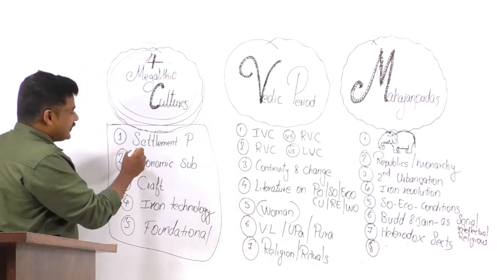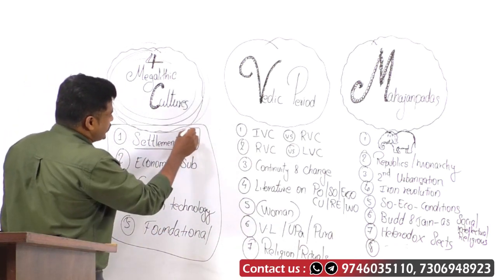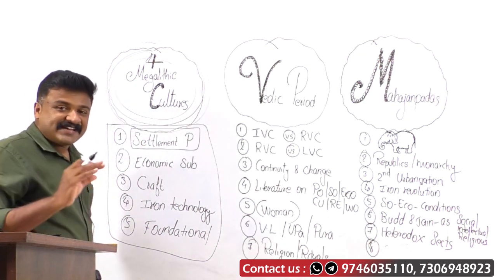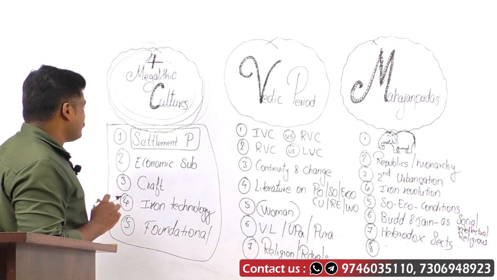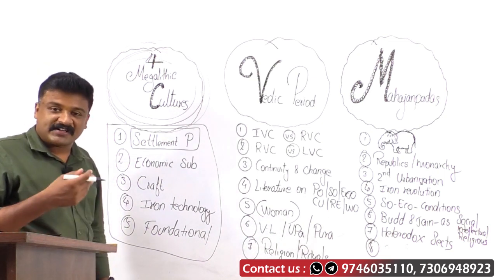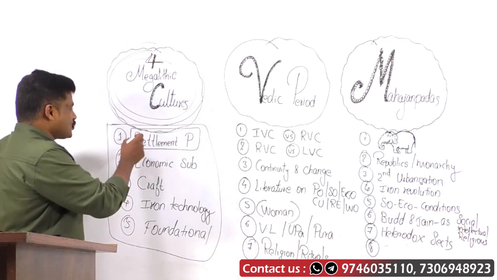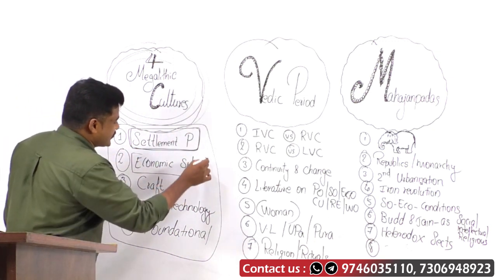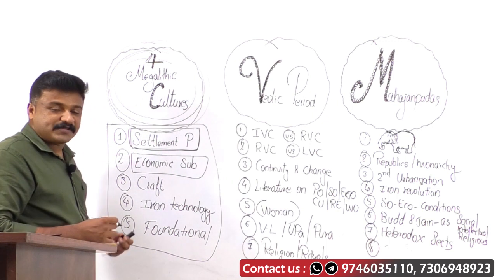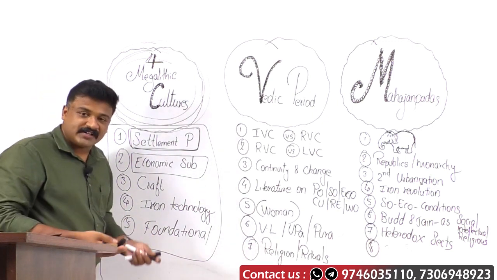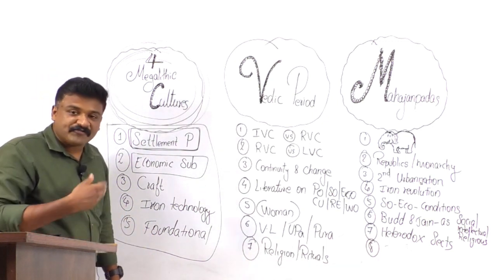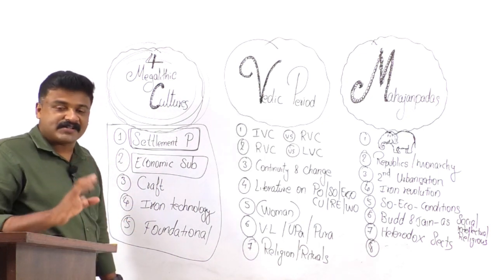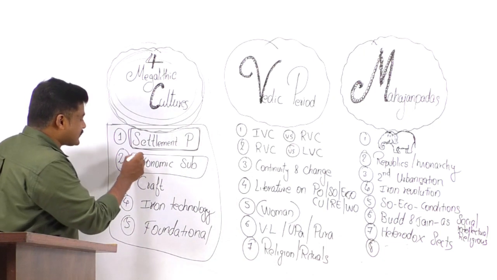For example, the settlement pattern of these people of megalithic cultures. Don't worry, because in our classes we will cover all these aspects. So the settlement pattern is important. Then the economic subsistence. What was the economic subsistence? Whether they practiced agriculture, whether they had craft industries, whether they had farming, fishing, hunting, etc. So it is about the economic subsistence.